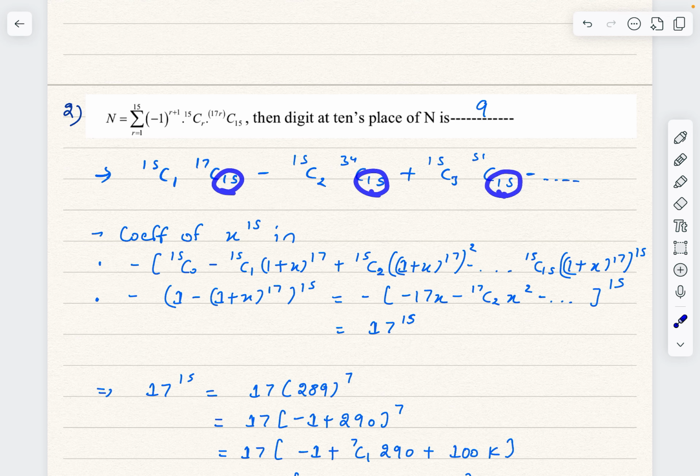Now, if you remember, I have given you a series of this kind. So we make use of this. We say coefficient of x power 15 in, I took negative outside, first term is 15C0, here there will be no x power 15. Minus 15C1 (1 plus x power 17). So this minus minus becomes plus here. And the coefficient of x power 15 here will be 17C15 only, no?